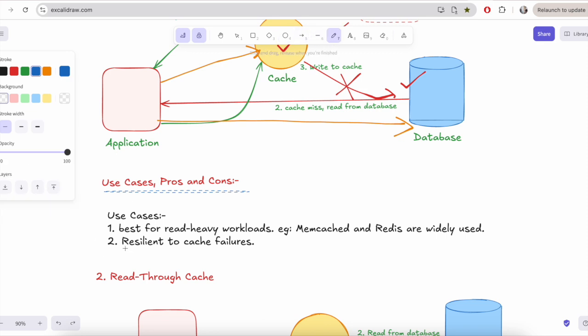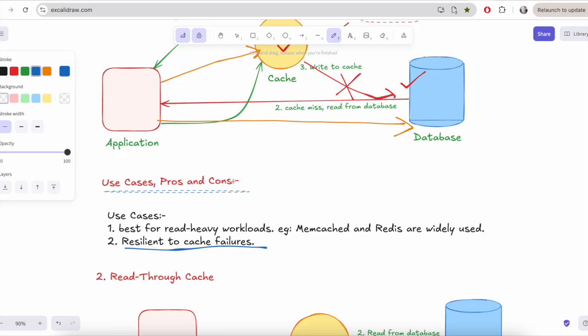So it's resilient to cache failures. That means even if your cache server goes down, your application can still get the data from the database by querying it. But it becomes a problem during peak time. If your cache server goes down then, there would be too many requests or too much load on the database, and database queries might slow down, and even your database might stop working. So that's one of the disadvantages.